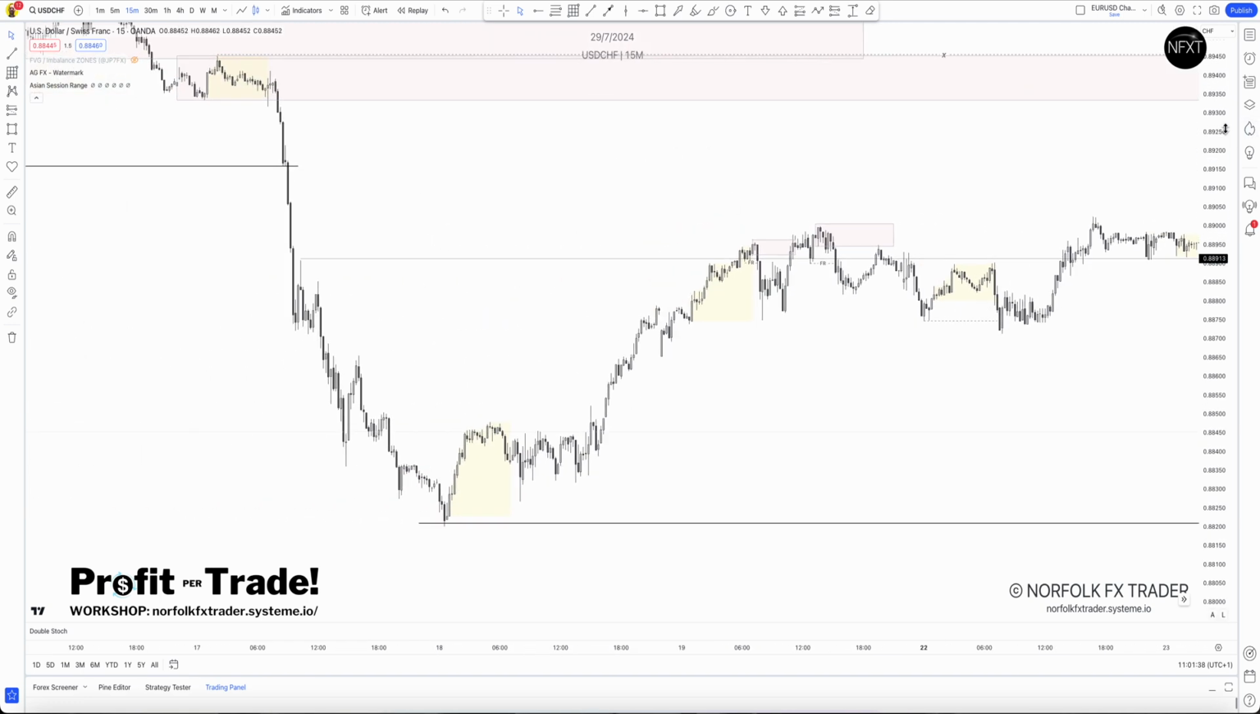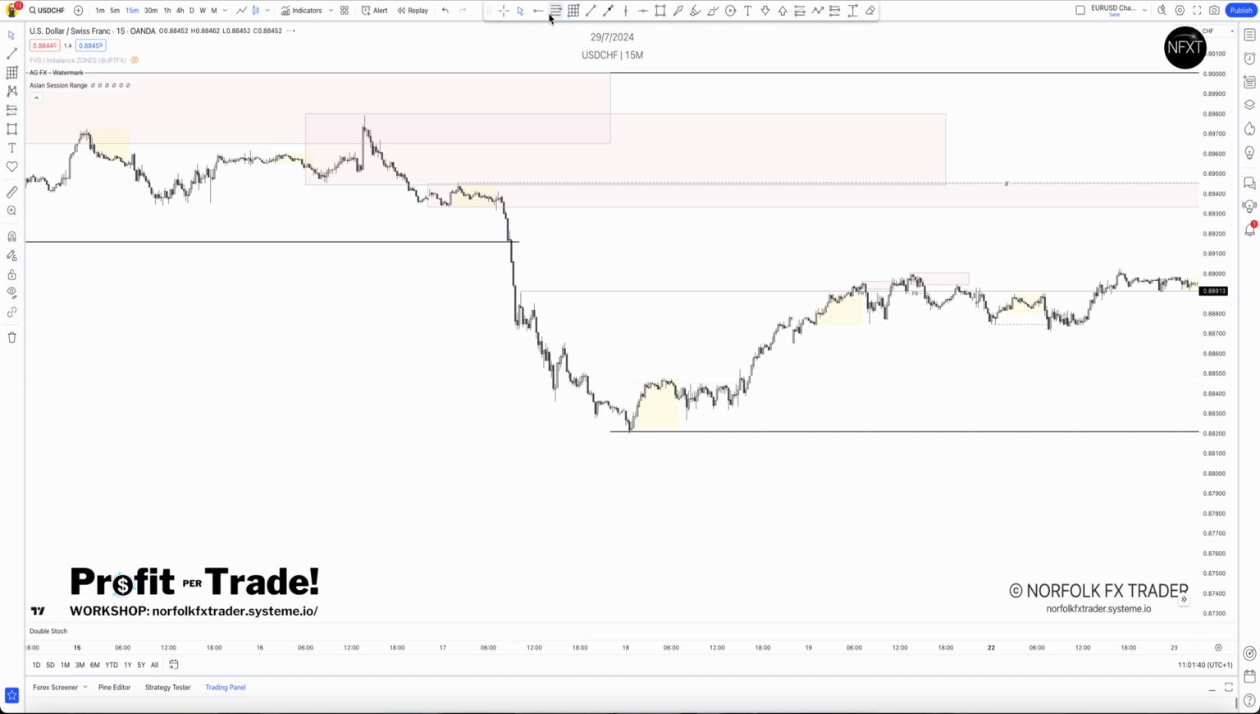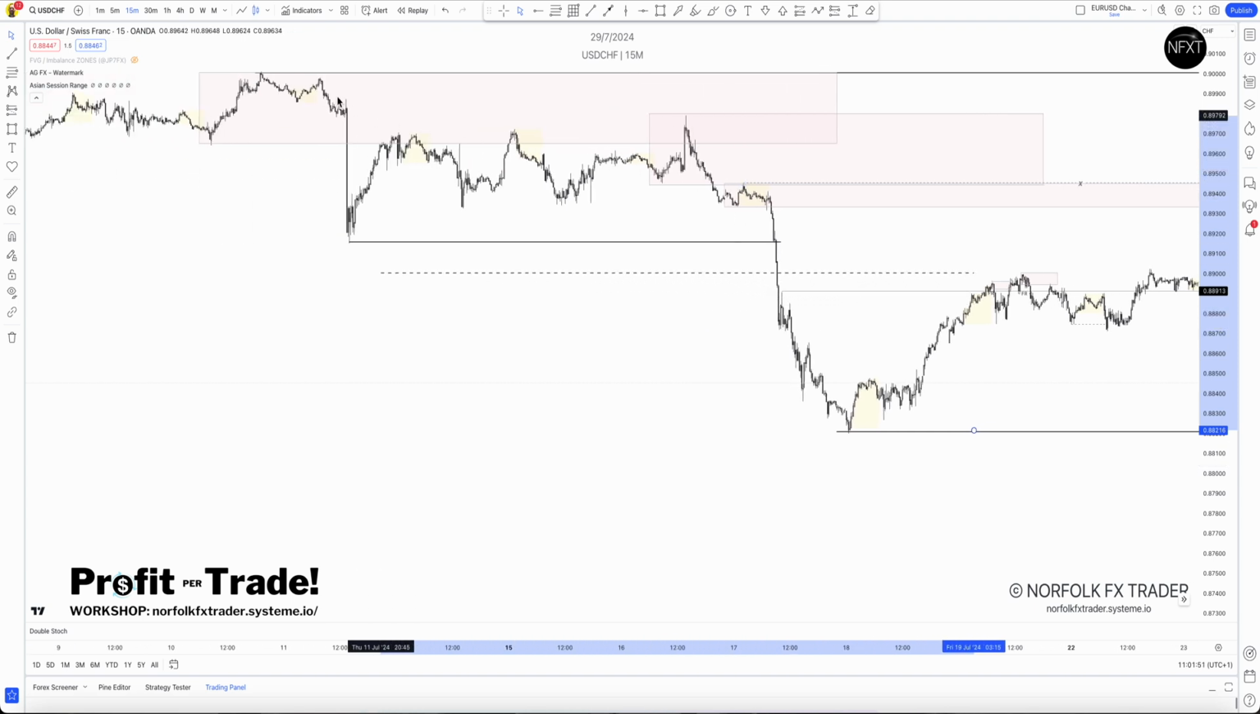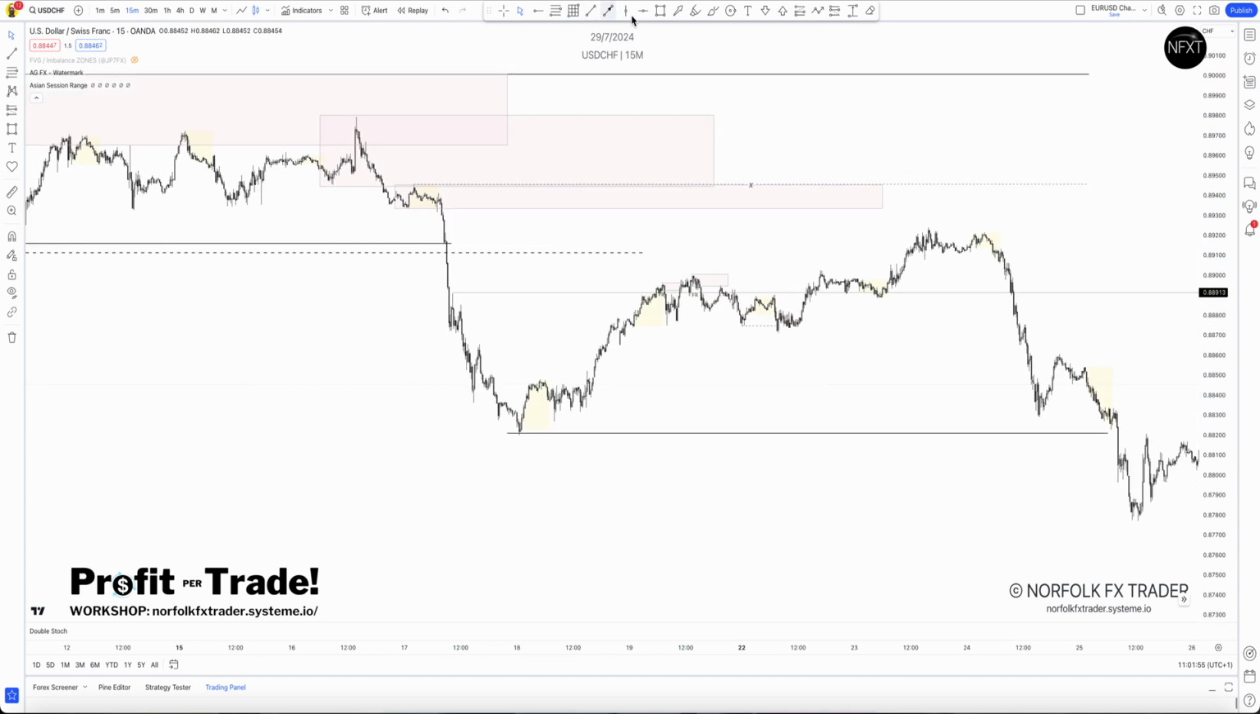Now what we need to double check, based on our structures, is where that 50% area is. There's our 50%. We're inside premium based on this structure. Now if we base it on the full swing structure, where's our 50%? Let me just mark that up across.